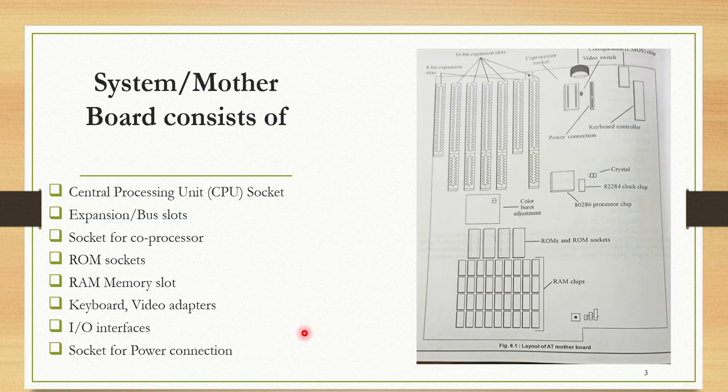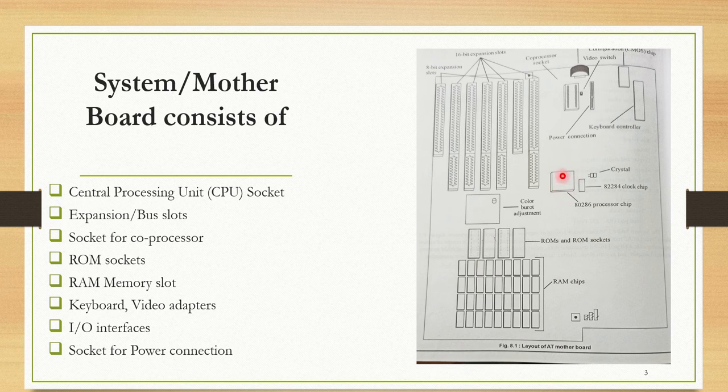Let us see first the system board or motherboard. System board is sometimes called motherboard. This is the main component of a computer. All the components of a computer are available on the motherboard. For example, CPU. There is a CPU socket available here where the central processing unit is inserted.